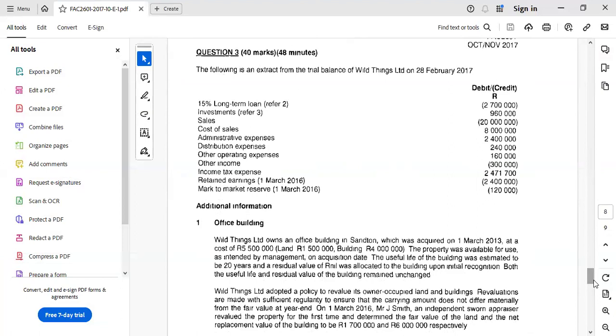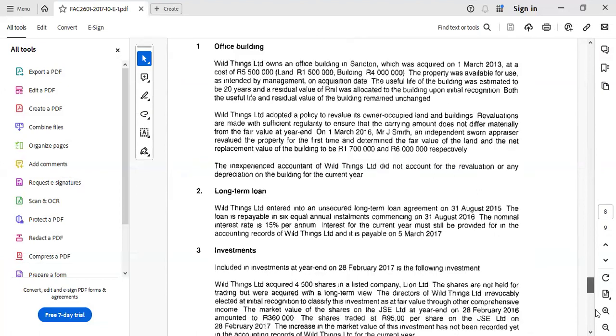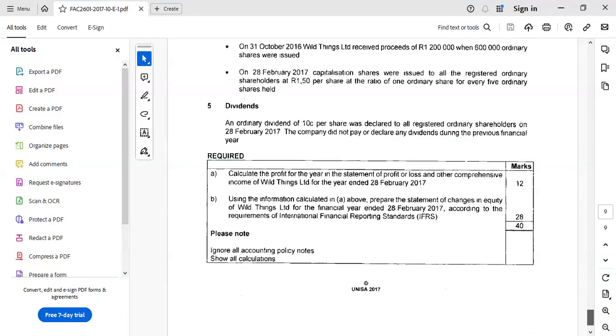Then we are told to calculate the profit for the year in the statement of profit or loss and other comprehensive income of Wild Things Limited for the year ended 28 February 2017. Then, using the information calculated in A above, prepare the statement of changes in equity of Wild Things Limited for the financial year ended 28 February 2017.